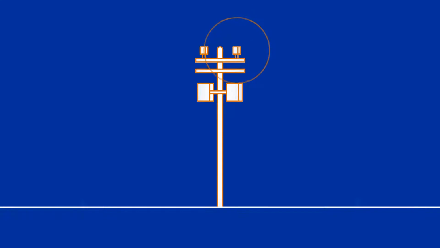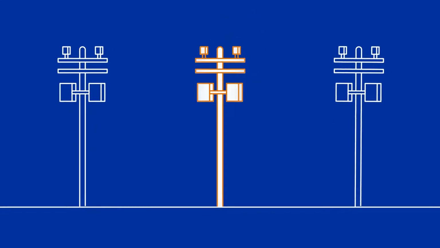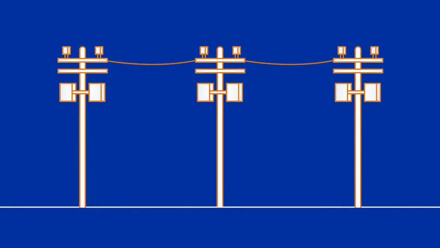After the cause has been determined, crews begin work to make repairs and restore power. This can be as simple as replacing a small piece of equipment or as complex as replacing an entire utility pole and reconnecting all of the power lines.